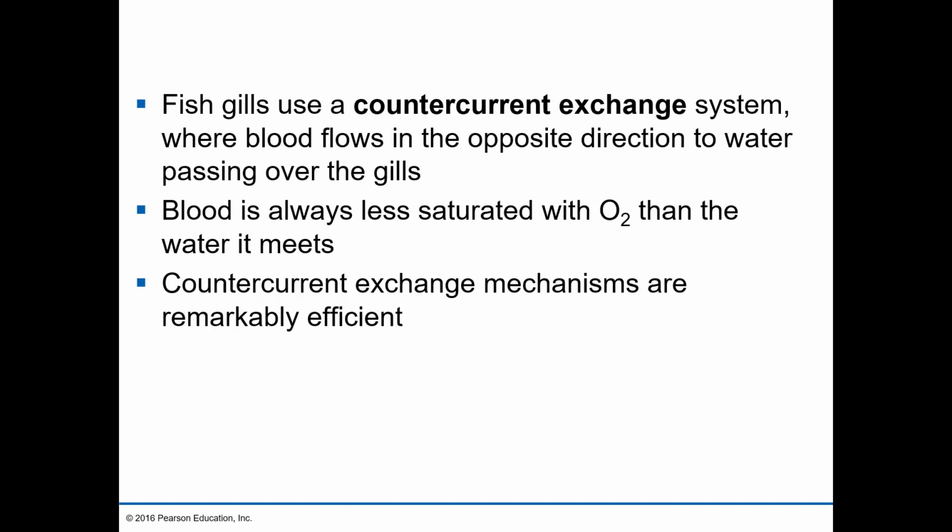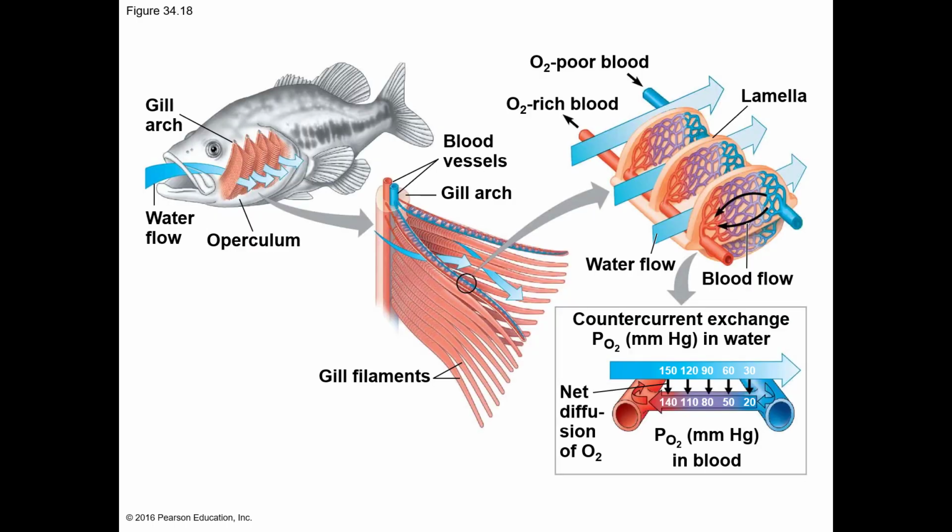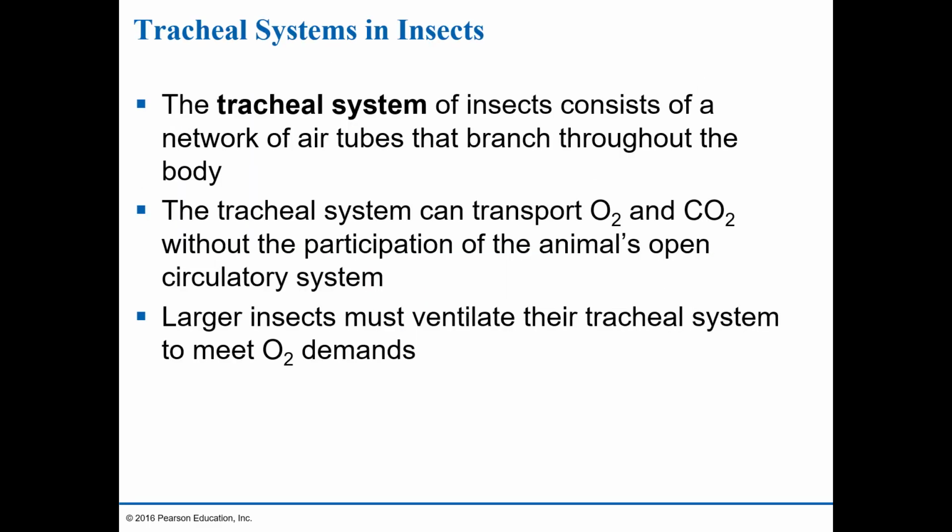Fish also use this countercurrent exchange system. Blood flows in the opposite direction to the water passing over the gills. And so the blood is always less saturated with oxygen when it meets the water, so that it can gain more oxygen that way. You can see in that image how the gills are just many folds, so that it has a lot more surface area to pick up oxygen.